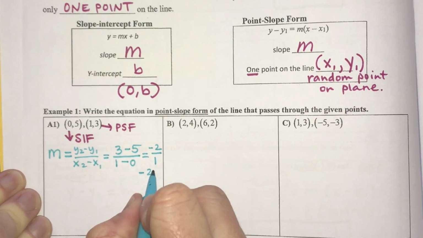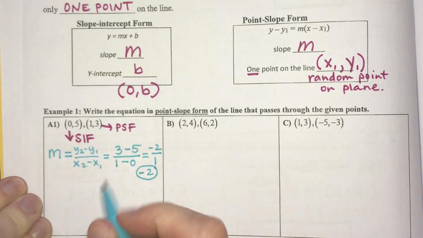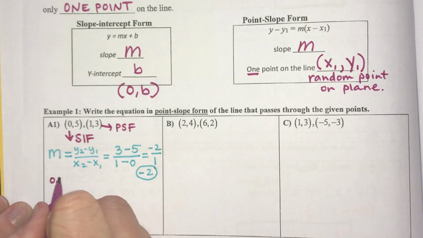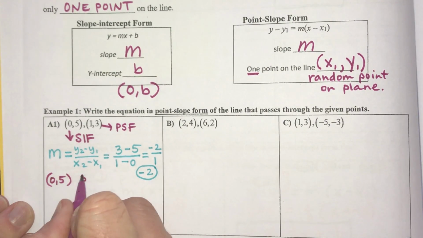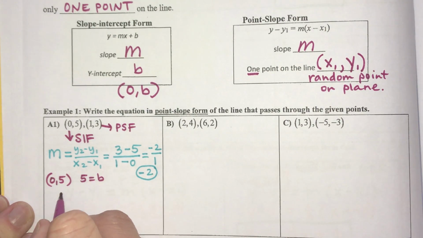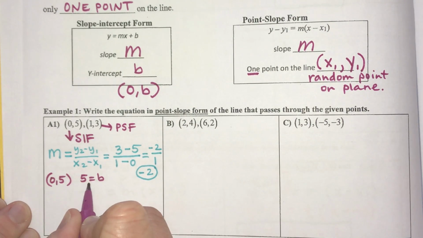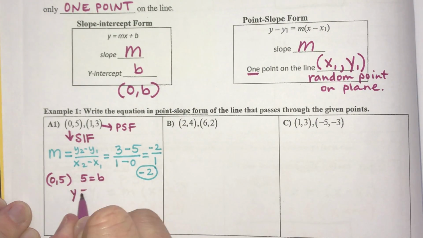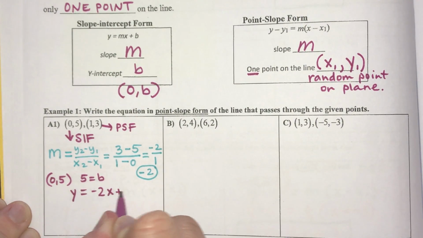So negative 2. Now if I'm going to use, like I said, this point (0, 5), I know 5 is my b. So I can use y equals mx plus b because I know my slope m and I know my b. So that would be y equals negative 2x plus 5.